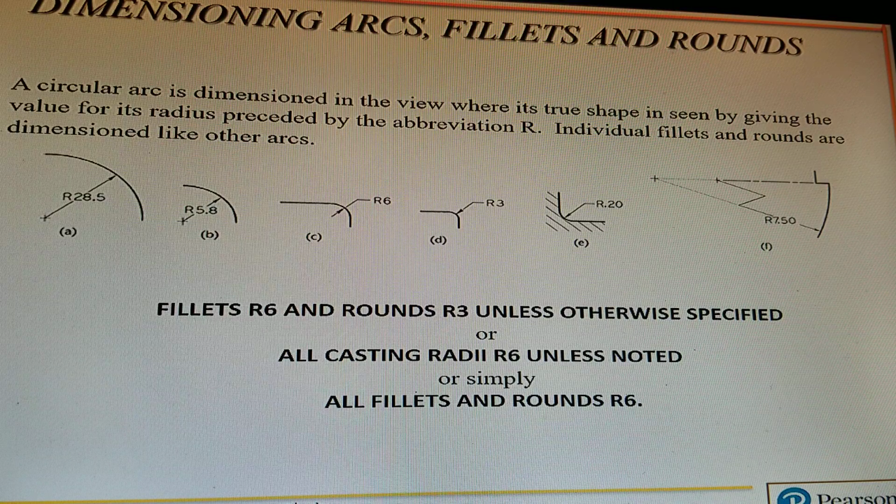Most of the time you're going to put a note in there saying fillets R6 and rounds R3 unless otherwise specified. Remember, fillets and rounds are two different things, even though we use the fillet command to do both of them. Or all casting round radii is R6 unless noted, or you just simply put all fillets and rounds R6.